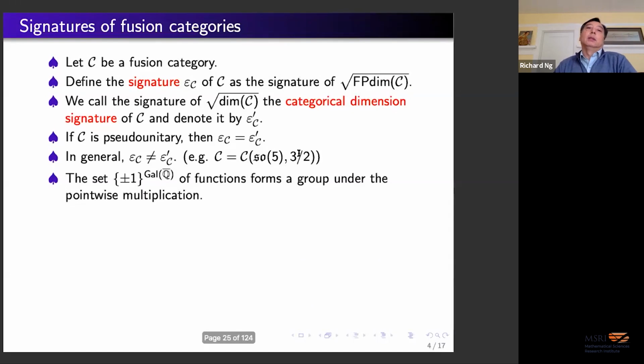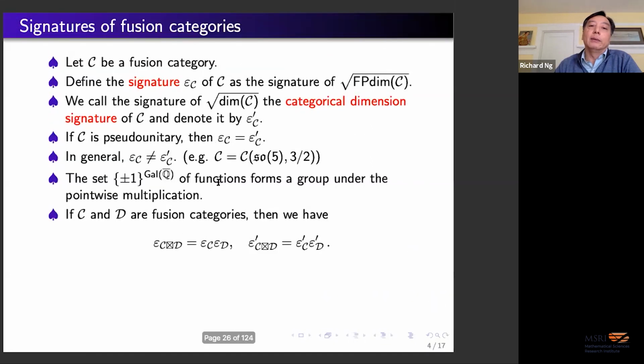Now look, this is the set of functions from the absolute Galois group to plus or minus 1. Plus or minus 1 is a multiplicative group, so this can be treated as an abelian group by using pointwise multiplication. And it's not difficult to see that if you have 2 fusion categories, then you can take the Deligne product and compute their corresponding signatures, epsilon and epsilon prime. Then they respect the Deligne product of the 2 fusion categories.